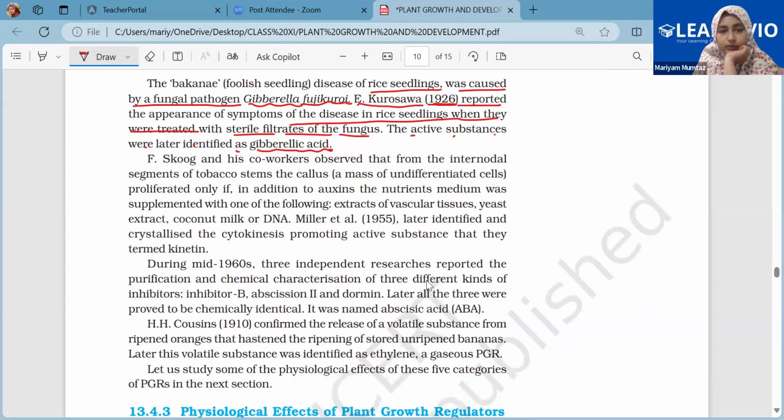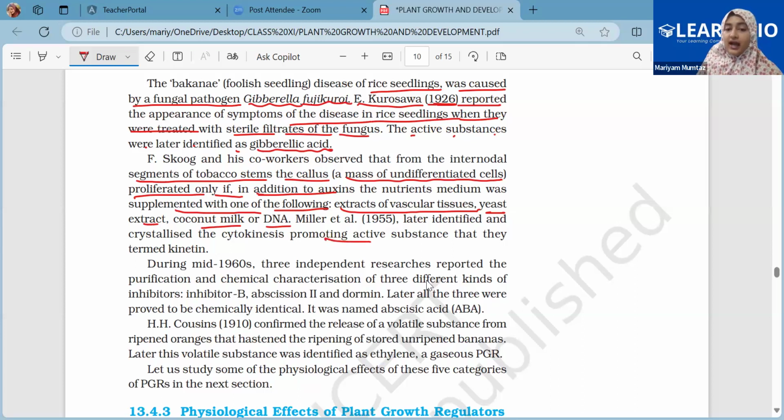Now, F. Skoog and his co-workers observed that from the internodal segments of tobacco stem, the callus, which is a mass of undifferentiated cells, proliferated only if, in addition to auxins, the nutrient medium was supplemented with one of the following: extract of vascular tissue, yeast extract, coconut milk, or DNA. When auxin was combined with these extracts, they showed a lot of division activity. So Miller et al., Miller along with his colleagues, later identified and crystallized the cytokinesis promoting active substance that they termed kinetin. So by this, cytokinin was extracted and observed.